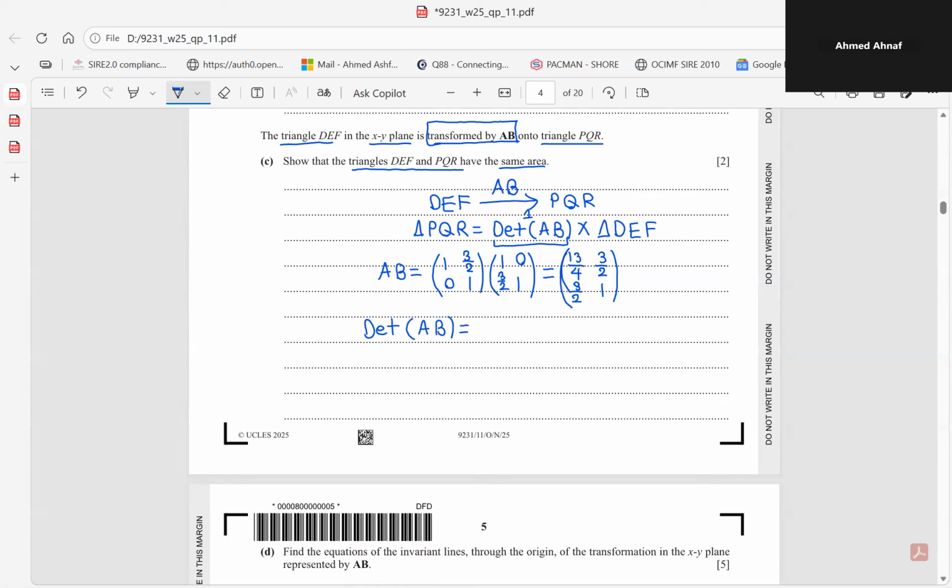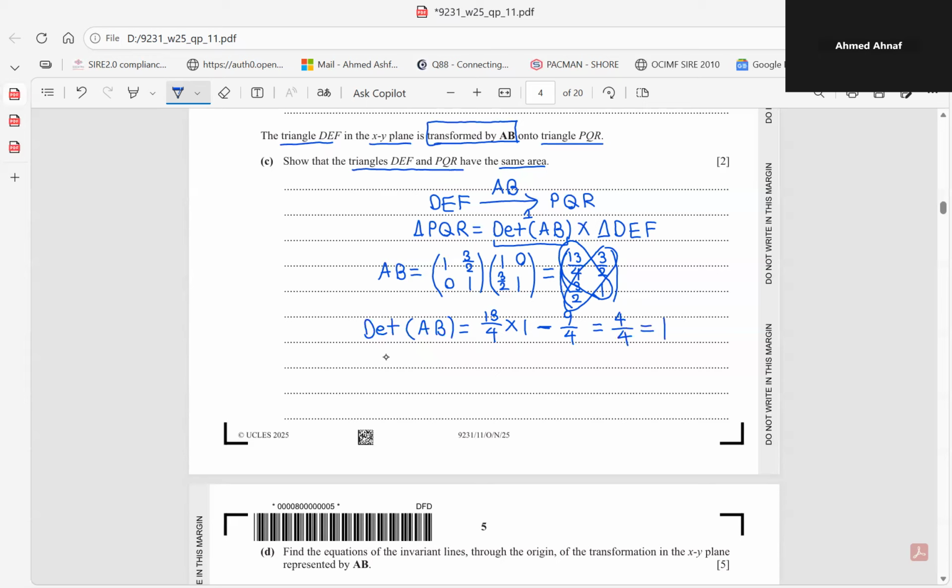So determinant of AB, just take the cross product of this diagonal first, 13 over 4 times 1, minus the cross product of the other diagonal, 3 over 2 times 3 over 2, which is 9 over 4. And that you would just get 4 over 4, which is equal to 1.